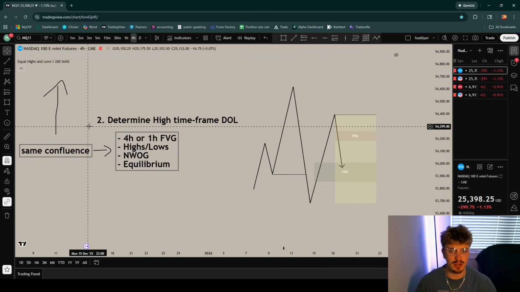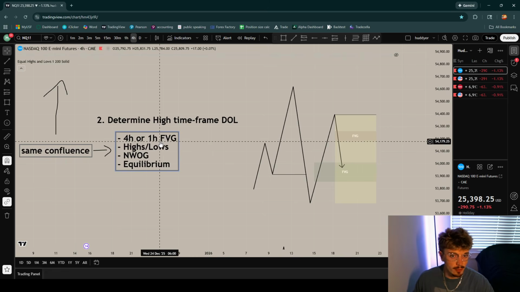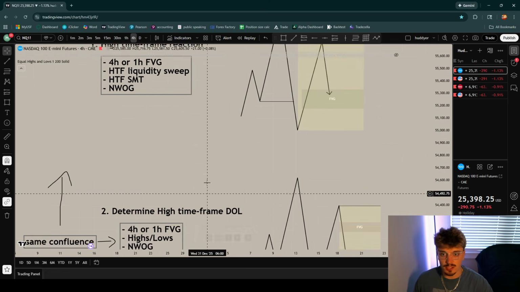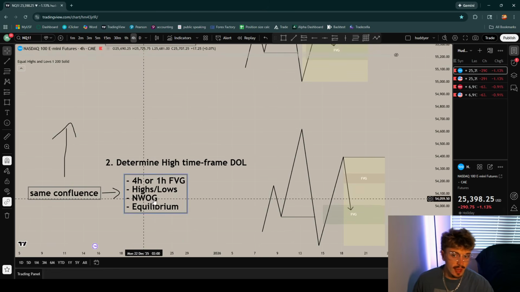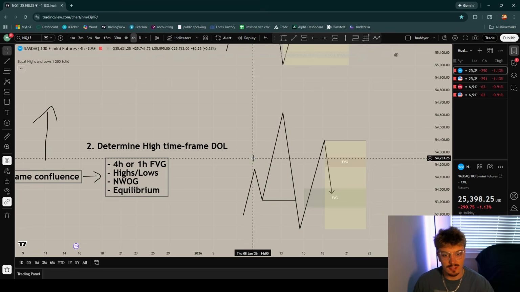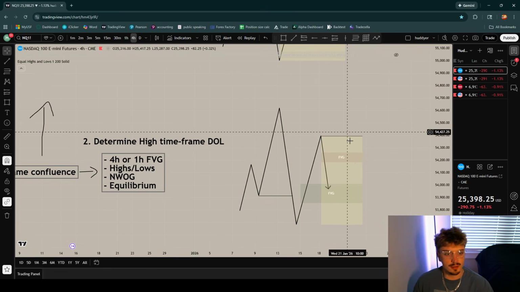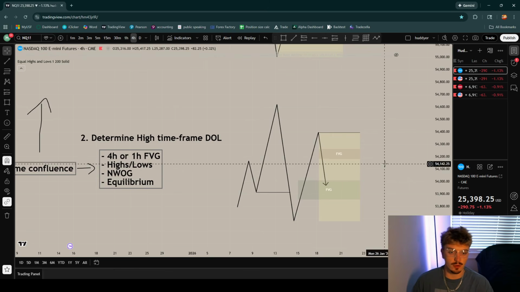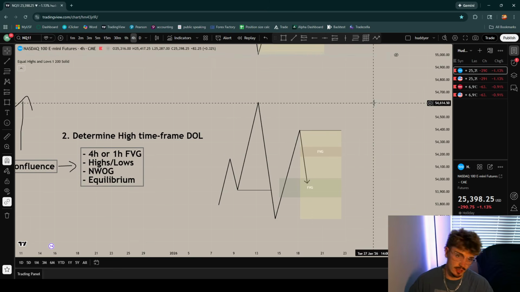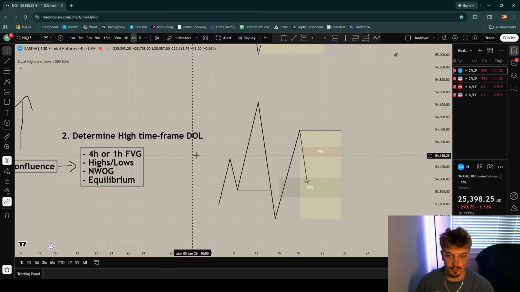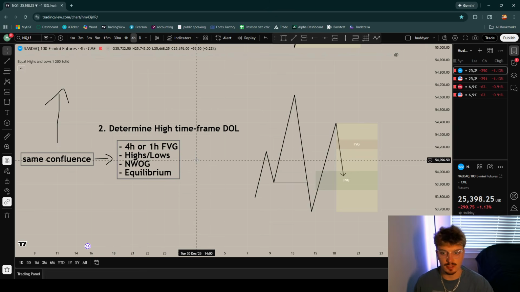And this is going to be the same confluence as your high time frame reaction. Our high time frame reaction was a 4-hour gap. It could have been a liquidity sweep, which is a high or a low. It could have been a new week opening gap, which is the same thing we have here. So obviously, in determining liquidity, we're essentially targeting points that we could reverse off of. We could come back up, reverse off of this, go down, reverse off of this low getting swept, and so on and so forth. So we're using different PD arrays as our draws on liquidity, okay?